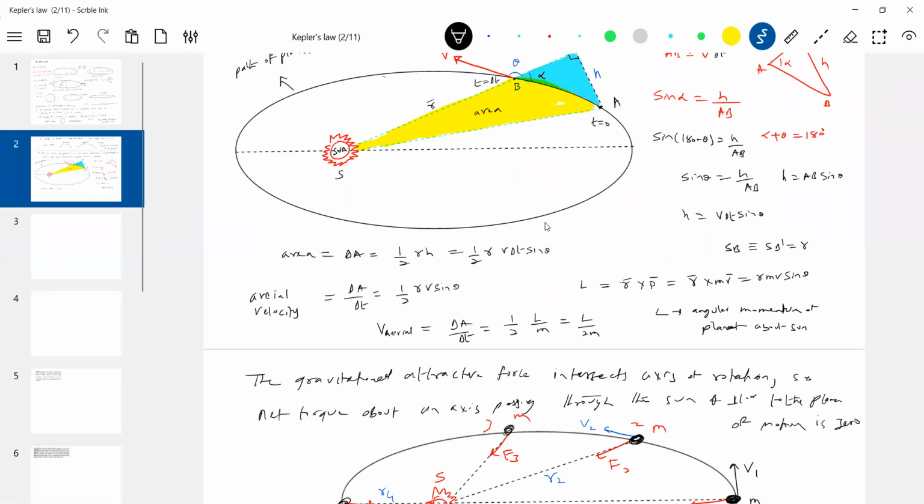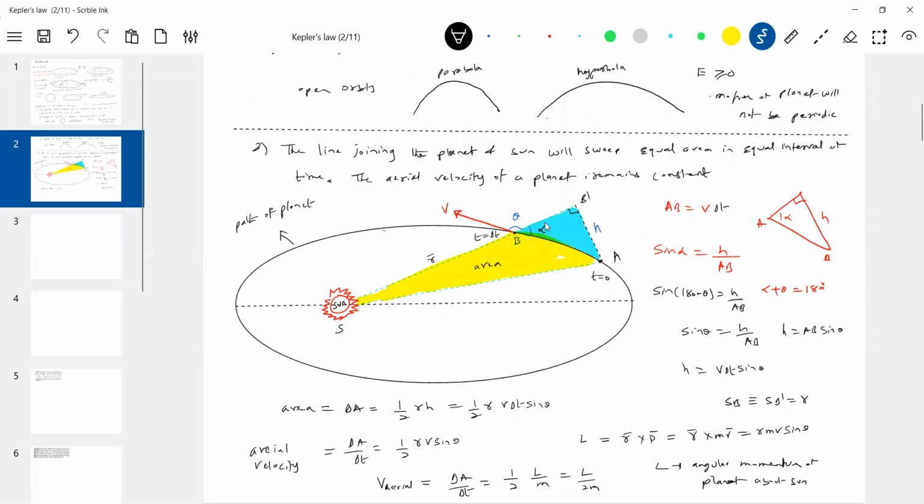Okay, how is areal velocity constant? Because angular momentum is conserved. Angular momentum remains constant. If you measure at any point, it will be conserved. Between 2 points, angular momentum is conserved. So therefore, areal velocity is constant. And that's Kepler's second law. The line joining the planet and sun will sweep equal areas in equal intervals of time. The areal velocity of the planet remains constant.